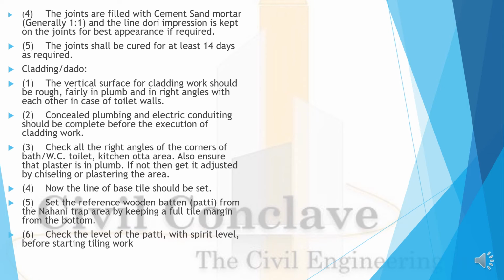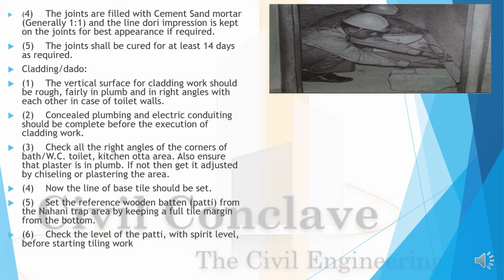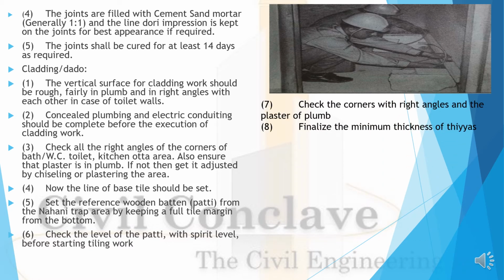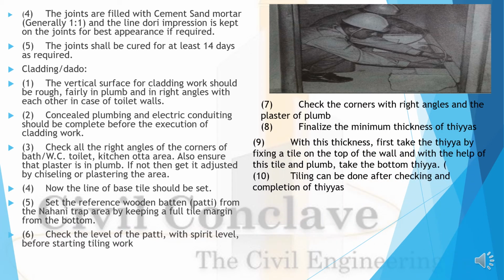Now the line of the base tile should be set. Set the reference wooden batten from the nani trap area by keeping a full tile margin from the bottom. Check the level of the batten with a spirit level before starting the work. See, here I show you how it is to be done. Everything has been clearly shown here. Check the corners with right angles and the plaster for plumb.